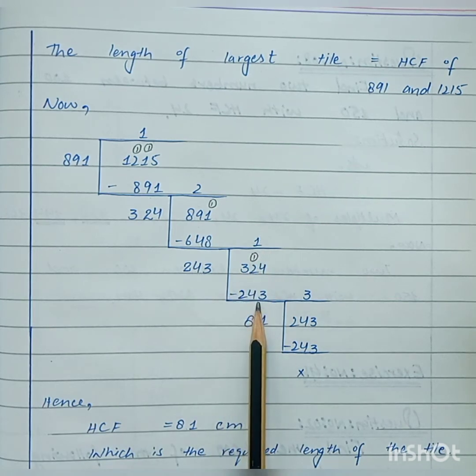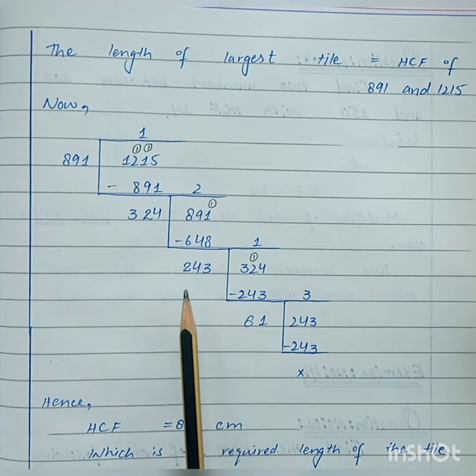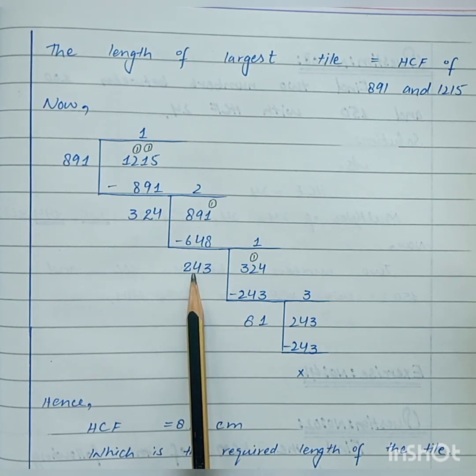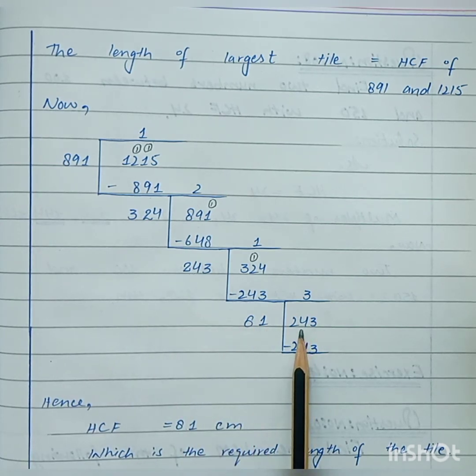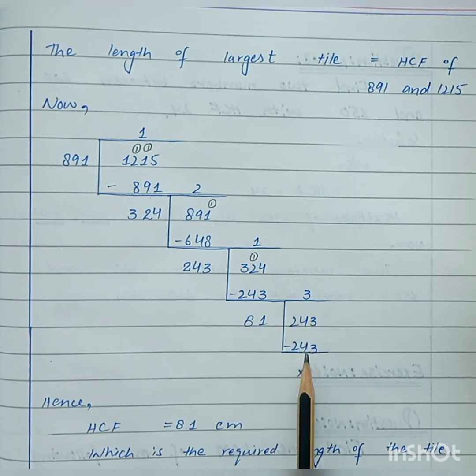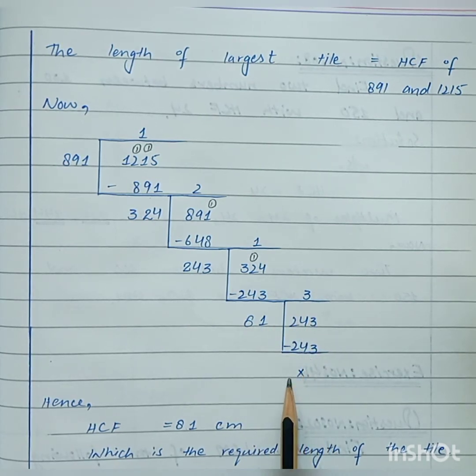243 ones are 243. Subtract these two terms, we will get 81. 81 is the smallest value, then 243 again is taken inside of the bracket. So 81 3s are 243. The remainder is 0. So the last divisor is 81. Hence the last divisor is considered as the HCF of the given two values 891 and 1215.